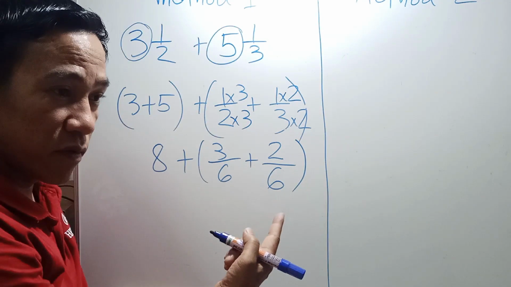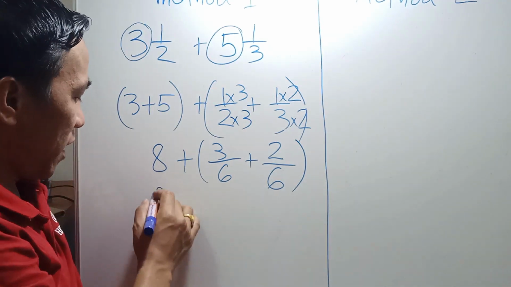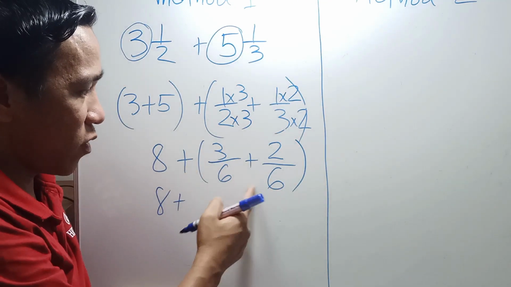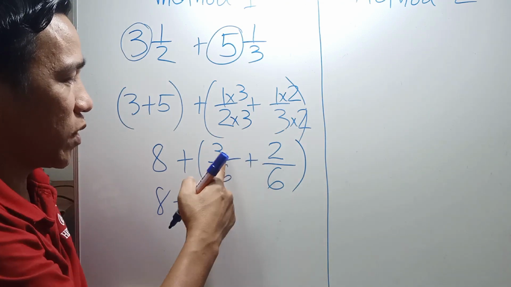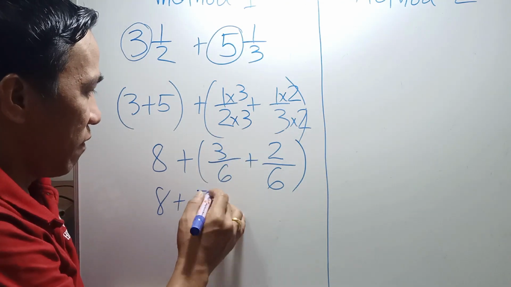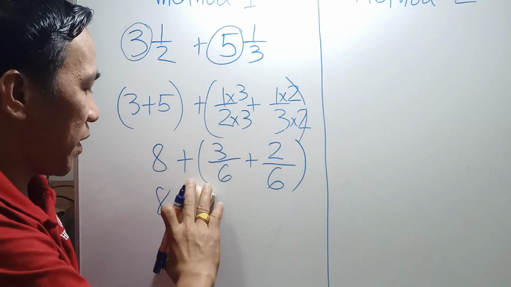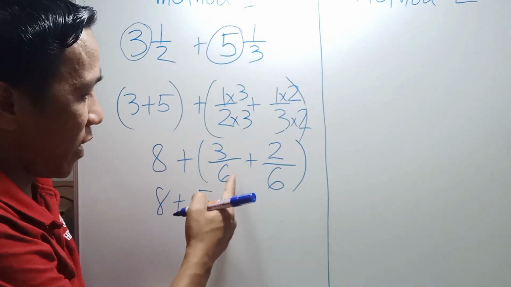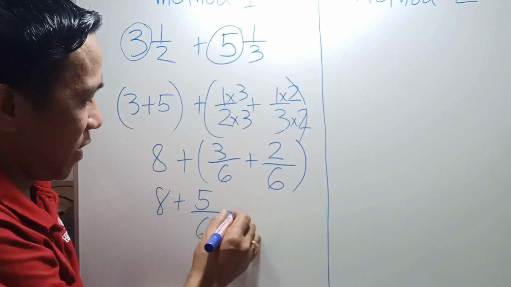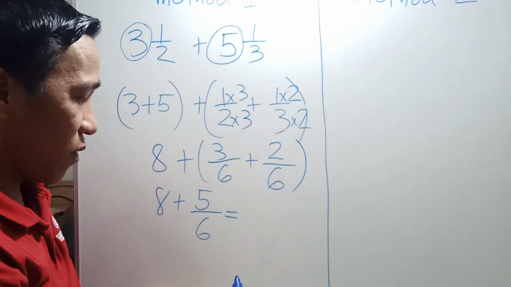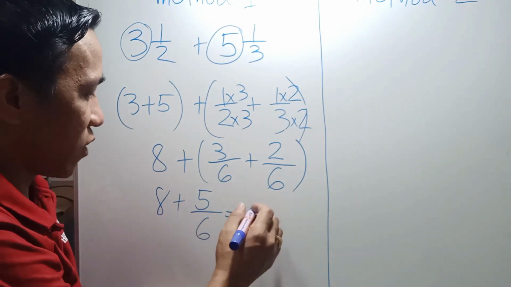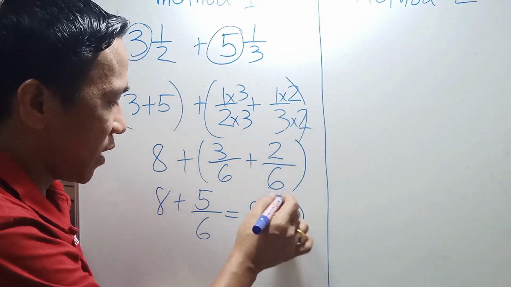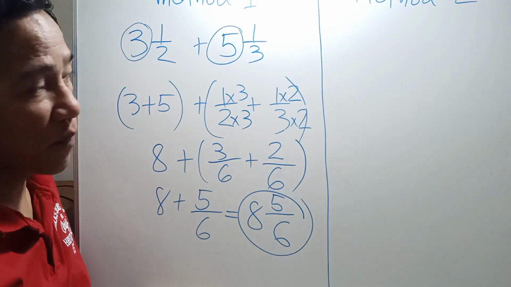So now, 8 plus, since the denominator is the same, we just simply add the numerators. So 3 plus 2 is 5, right? And then copy 6. So again, what's the final answer in here? You just combine them. 8 and 5 over 6. Right?